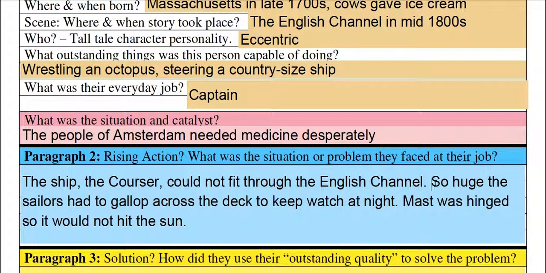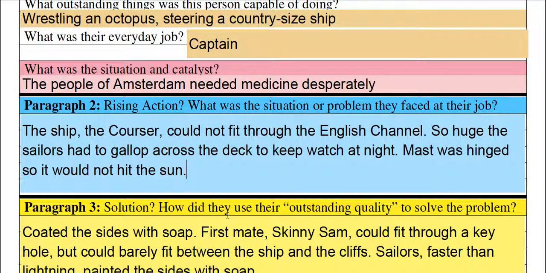So this is where you can go into a lot of hyperbole as to the size of the ship. So huge, the sailors had to gallop across the deck to keep watch at night. The mast was hinged so it would not hit the sun. So you could talk about how the ship was larger than Texas. Different things like that, which would bring in the hyperbole, emphasize the size, and talk about how it could not fit. You could talk about the different ways they tried to get it to fit. But this is talking about the problem.